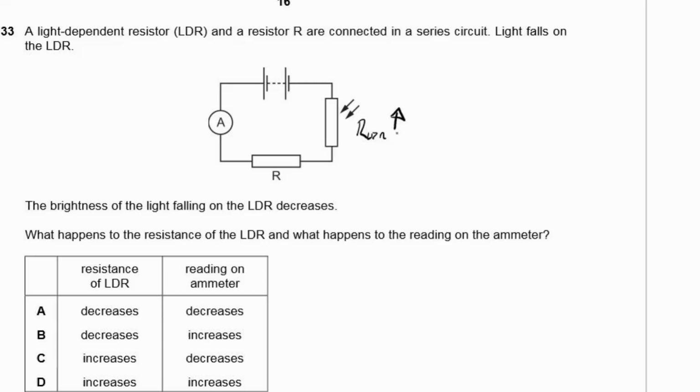Okay, well, first, the resistance of the LDR increases, and because V equals IR, I, which we're measuring, is V over R. This is voltage over the total resistance. And because the light's decreasing, the resistance of the LDR is getting bigger, the total resistance is increasing and the current is decreasing. There we go. So the reading on the ammeter decreases, and the resistance of the LDR increases. That's the only one, C.